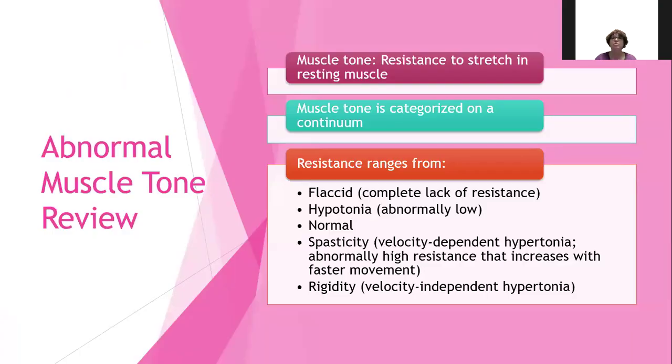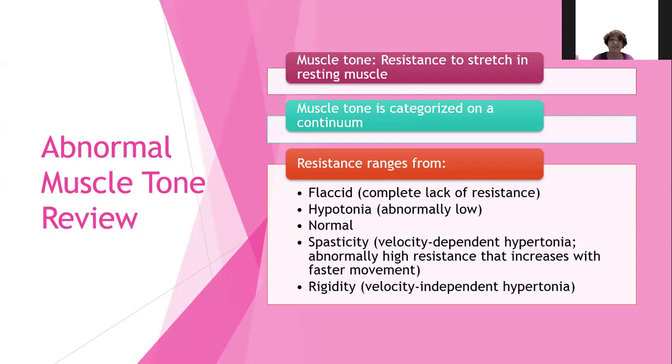So just as a review, muscle tone is the resistance to stretch in a resting muscle. And muscle tone is categorized on a continuum. The resistance ranges from flaccid, which is a complete lack of resistance, and you tend to see flaccidity or hypotonicity in lower motor neuron lesions or in upper motor neuron issues where there's an interruption between upper motor and lower motor neurons. So flaccid is a complete lack of resistance. Hypotonia is abnormally low tone.